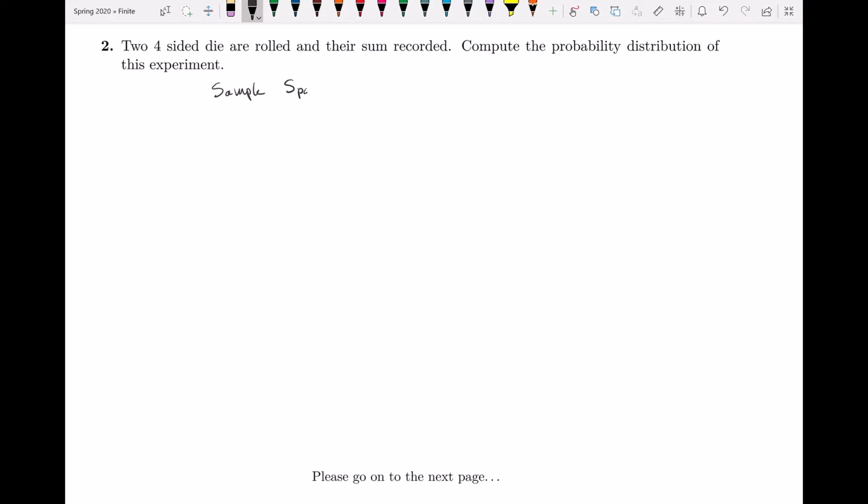Sample space. This is the possible sums of the dice. So the lowest is if they're both 1, and that gives us 2. And we can have anything up to 8, as that's when they're both 4.